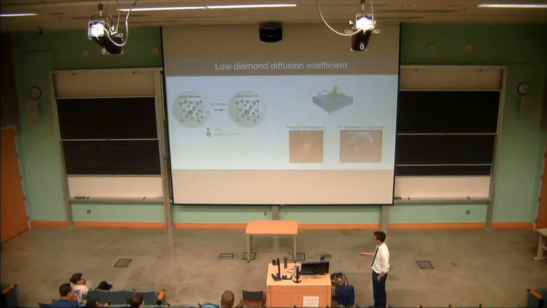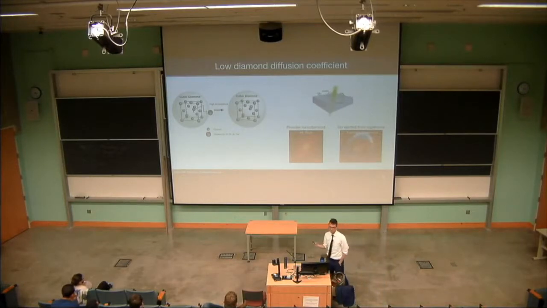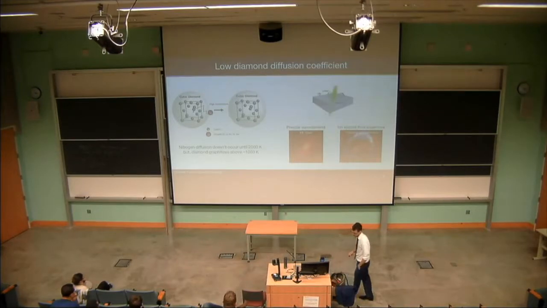And that's convenient in some applications, but if we're trying now to get our dopant into the system, I think this just illustrates how hard it can be. For example, if you wanted to get nitrogen to diffuse into a diamond lattice, nitrogen diffusion won't occur until about 2000 Kelvin, but you stop having diamond at about 1000 Kelvin because it is a metastable material. It's not great.